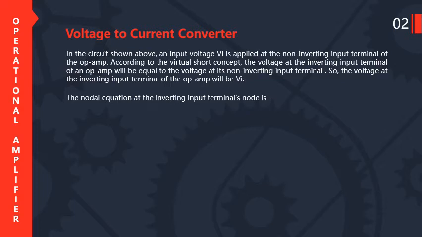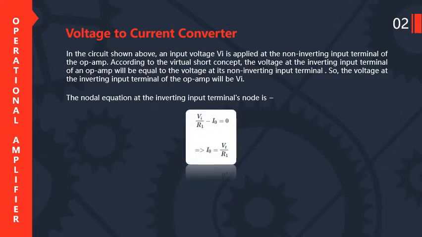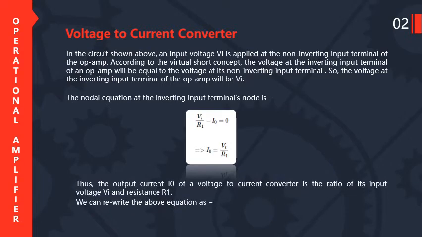The nodal equation at the inverting input terminal node is Vi upon R1 minus I0 is equal to 0. So we can find the value of I0. So I0 is equal to Vi divided by R1. Thus the output current I0 of a voltage to current converter is the ratio of its input voltage Vi and the resistance R1.